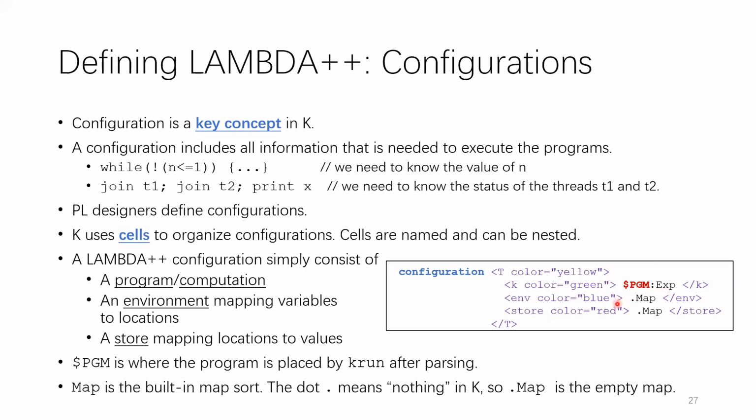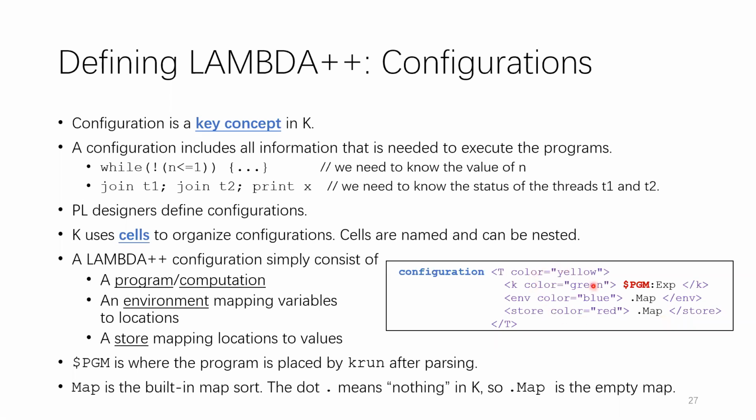And then we have the environment cell, which is a mapping from variables to locations, and the store cell, which is a mapping from locations to values. So initially, both maps are empty. So in the configuration, we define them using .Map. In K, dot means nothing. So initially, we have no maps at all. They're empty maps. So we write .Map to mean the nothing of type Map, which are the empty maps.